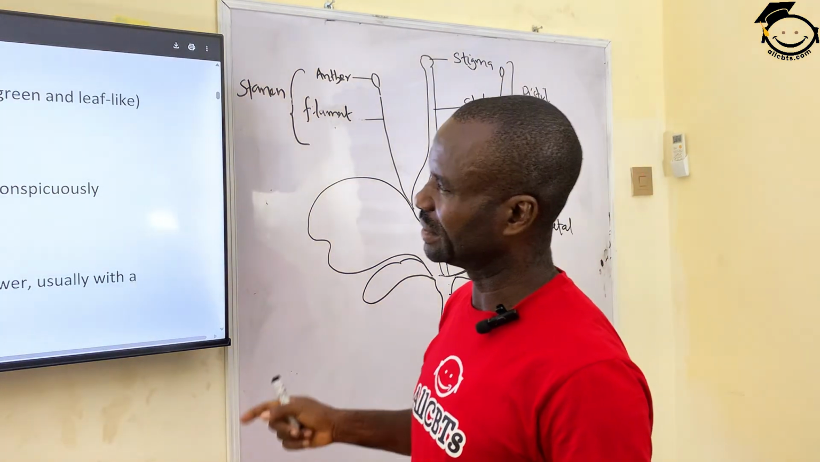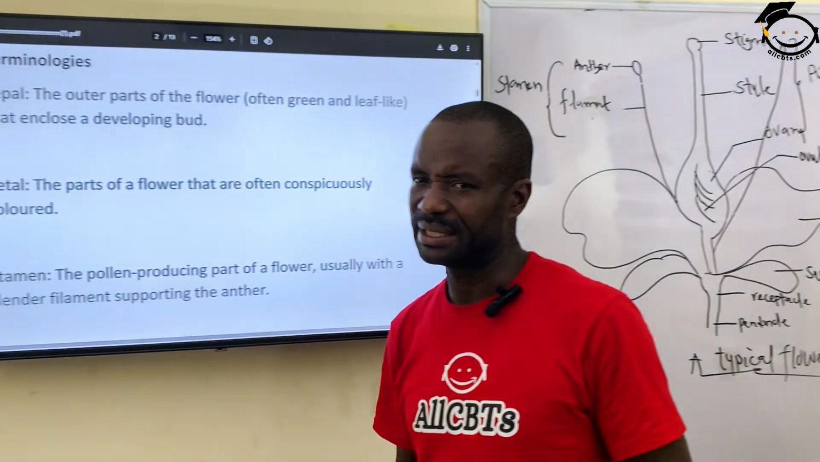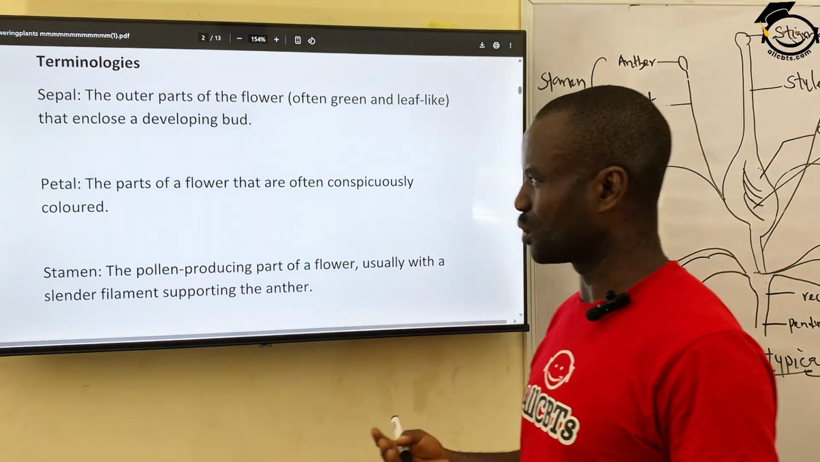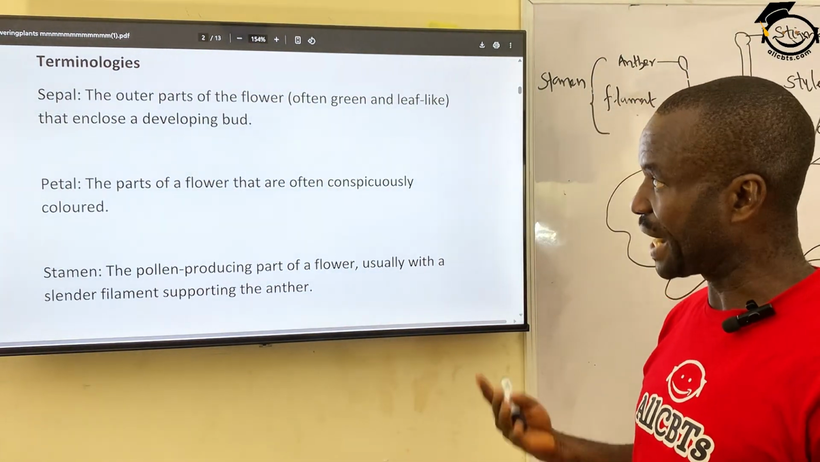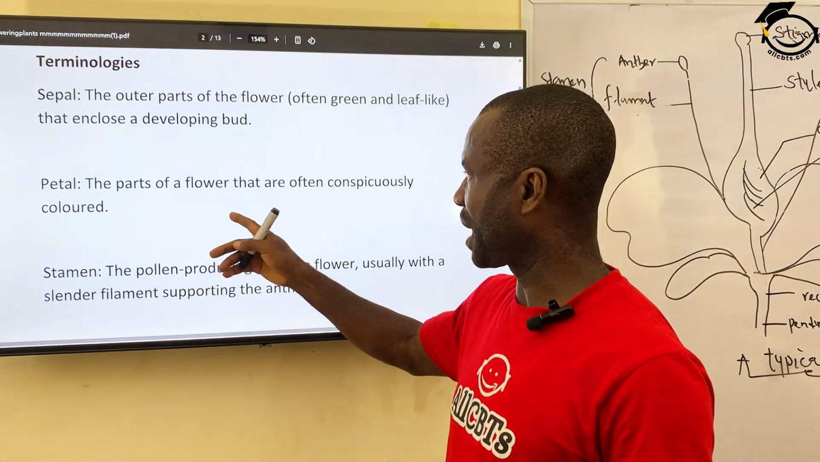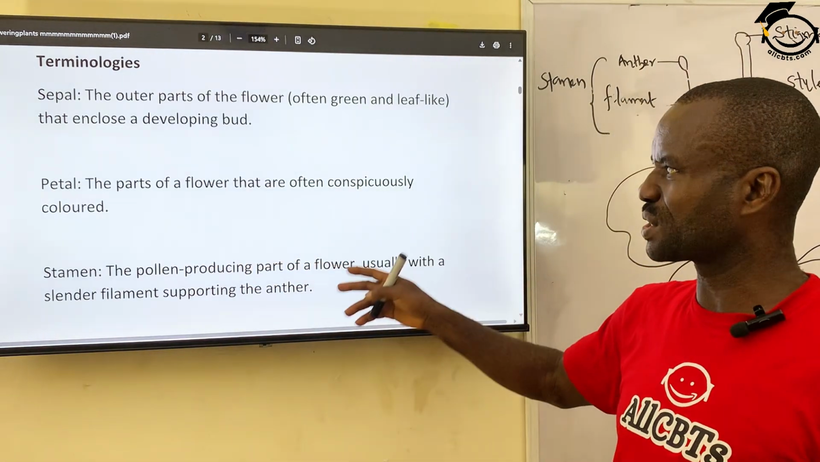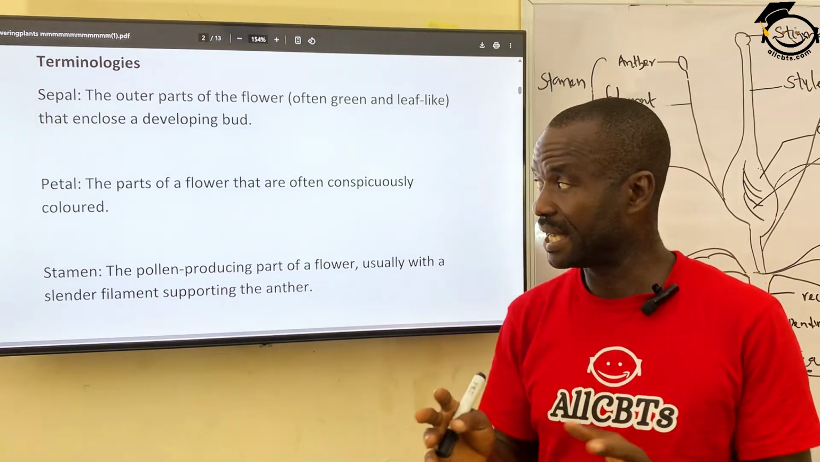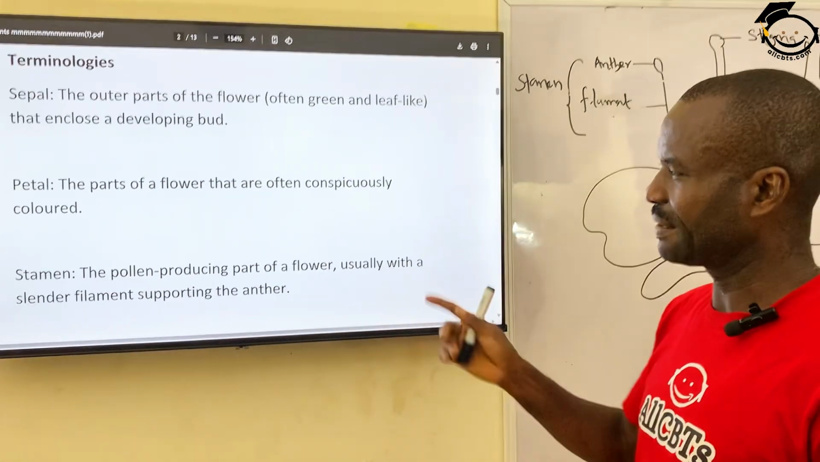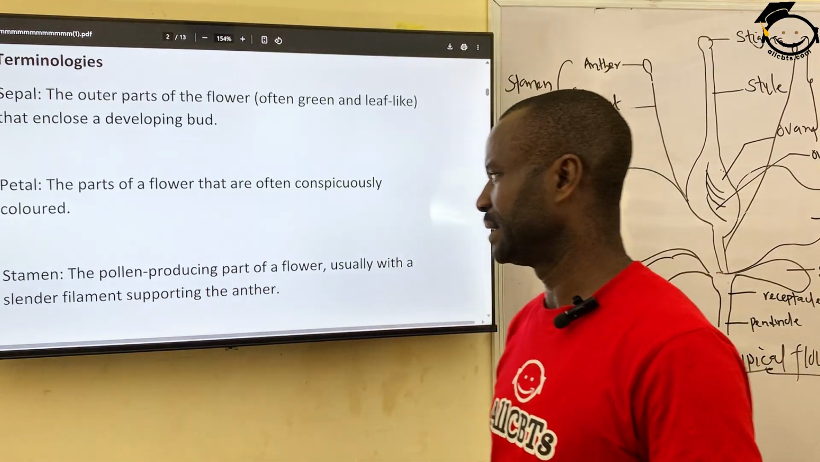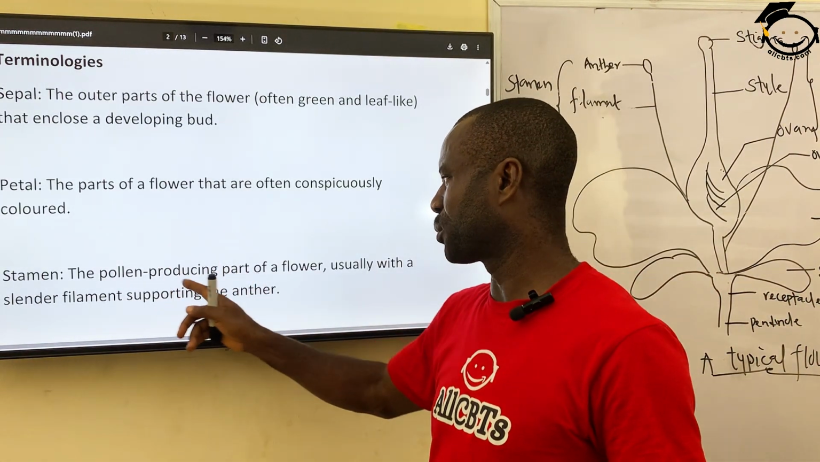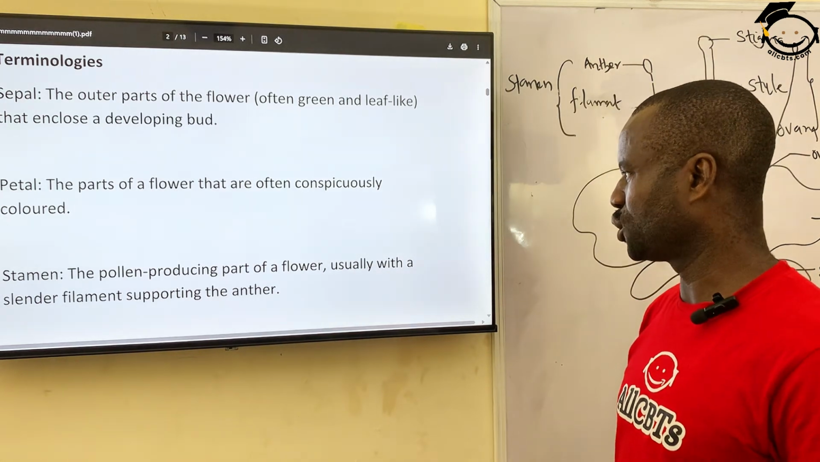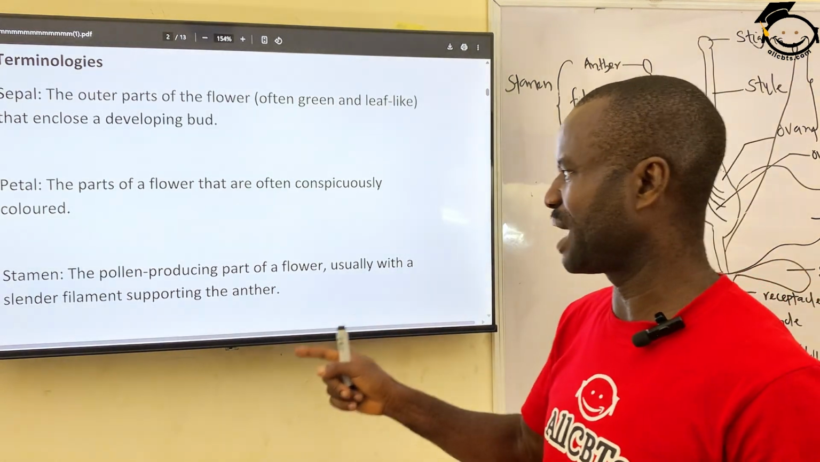Then the next one is the petal. The petal is always very conspicuous and brightly colored. These are the parts of a flower that are often conspicuous and colored, and they give the flower its beauty. Then, of course, we have the stamen. The stamen is the pollen-producing part of a flower, usually with a slender filament supporting it.